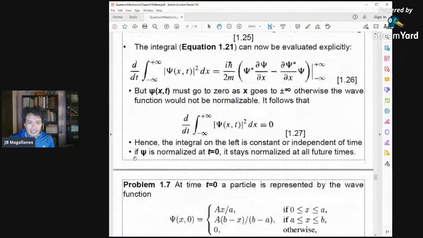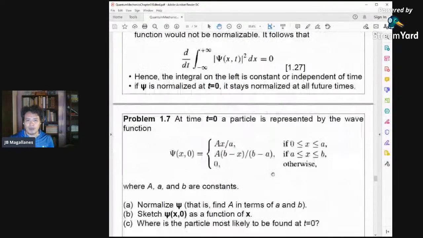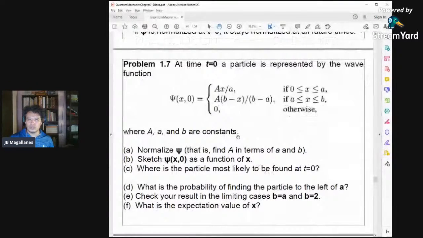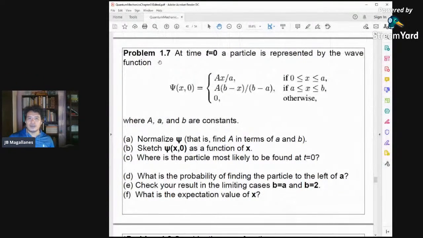If psi is normalized at t equals 0, it stays normalized at all future times. So this is now the problem that you're going to do at home. You have a particle at t equal to 0, representing the particle, where capital A and B are constants. So you'll do the instructions from A to F.